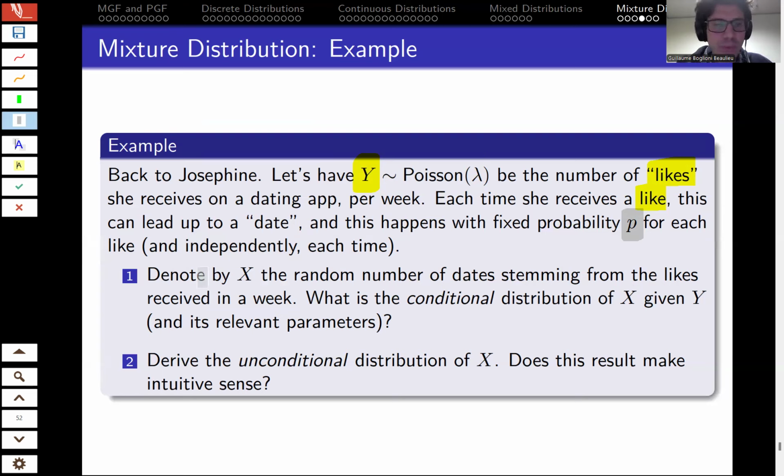Now, first question: if we call big X a different random variable, simply the random variable for the number of dates stemming from all the likes she received in a week, what is the conditional distribution? Conditional for now. What is the conditional distribution of X given this Y? Again, Y is the number of likes. X is the number of dates stemming from those likes. What is the conditional distribution here? And here, independently is a keyword. Take a second, think about it.